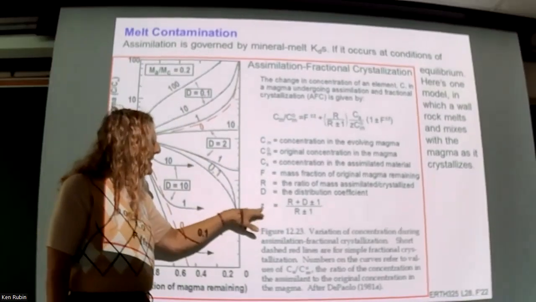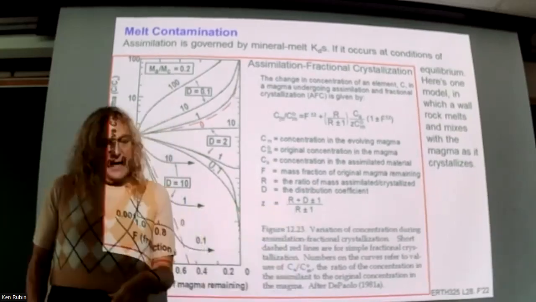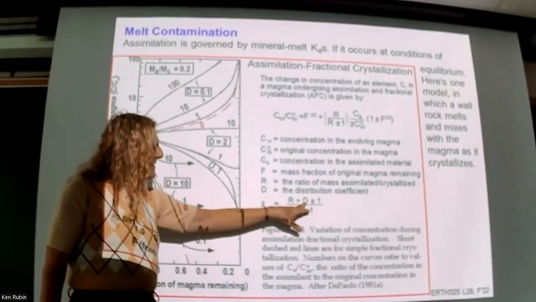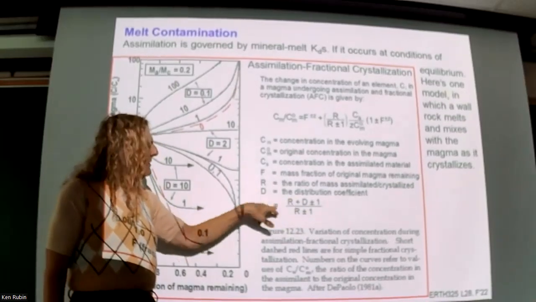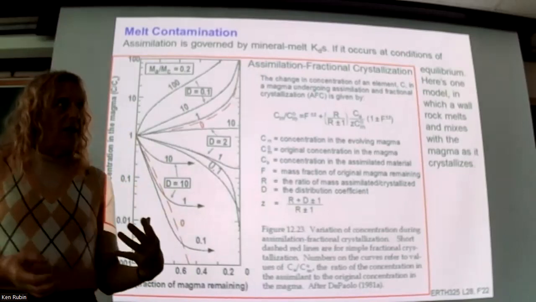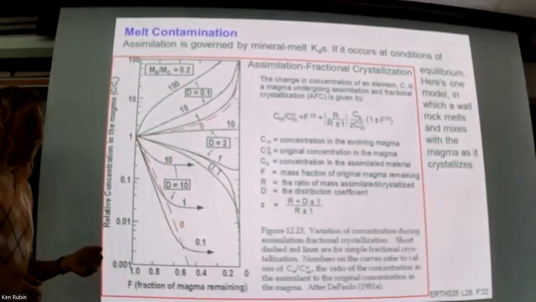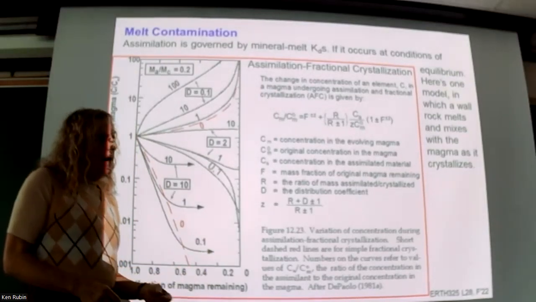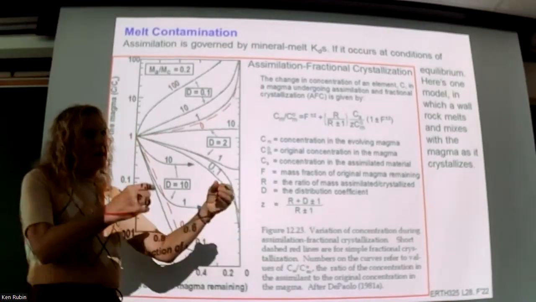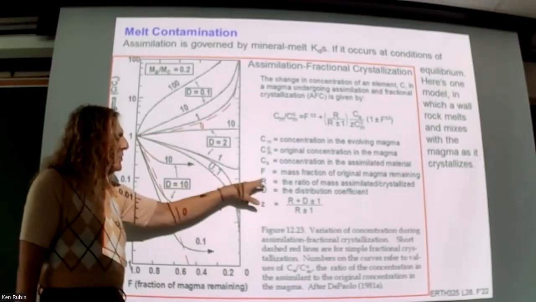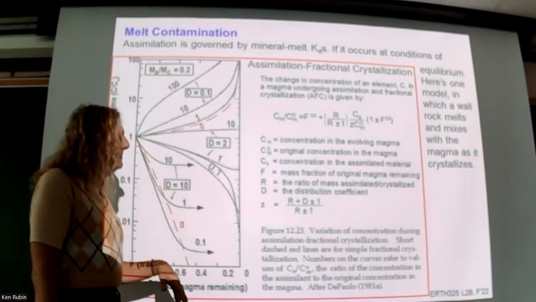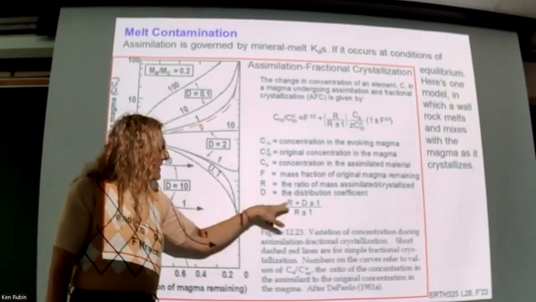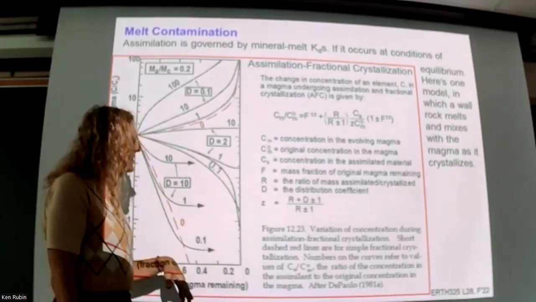Z is a combined term that has both the distribution coefficient of the crystallizing phases and R. And R itself is the ratio of the material that is assimilated relative to crystallized. So for instance, if by mass, we take an equal proportion of stuff out of the wall rock and an equal proportion crystallizes, then that ratio would be one, okay? And that would then cause this thing to essentially relax to something close to the distribution coefficient.